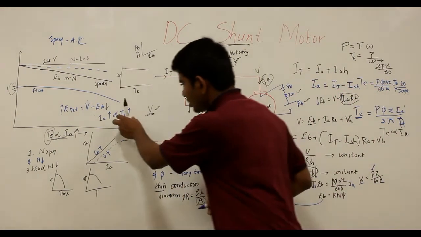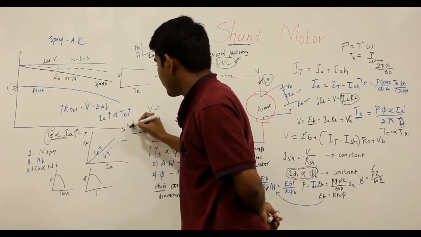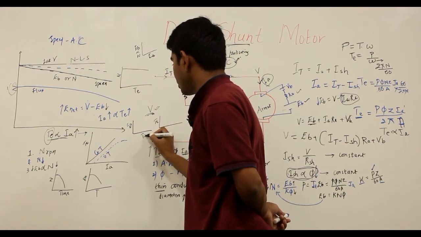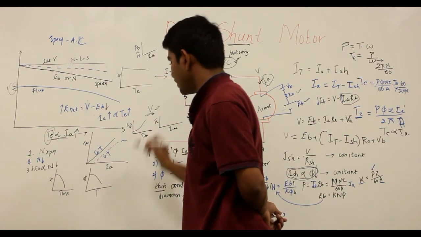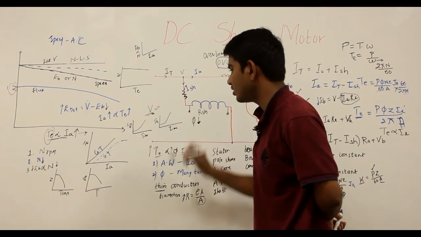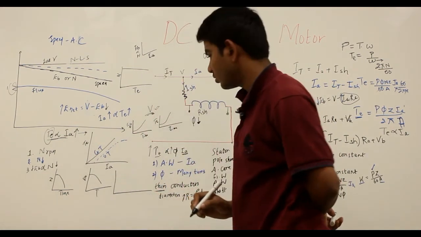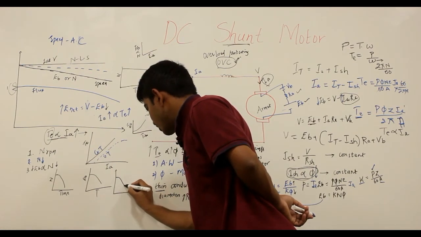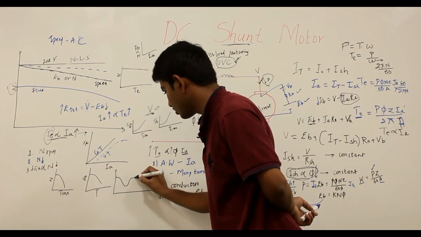So if I plot these characteristics, say this is my armature current and this is my torque with time, there will be a slight increase in the armature current, and as there will be an increase in the armature current, there will be an increase in the torque. So if I plot the whole characteristics from no load to on load, initially the speed characteristics will be drooping, and again the motor stabilizes here.